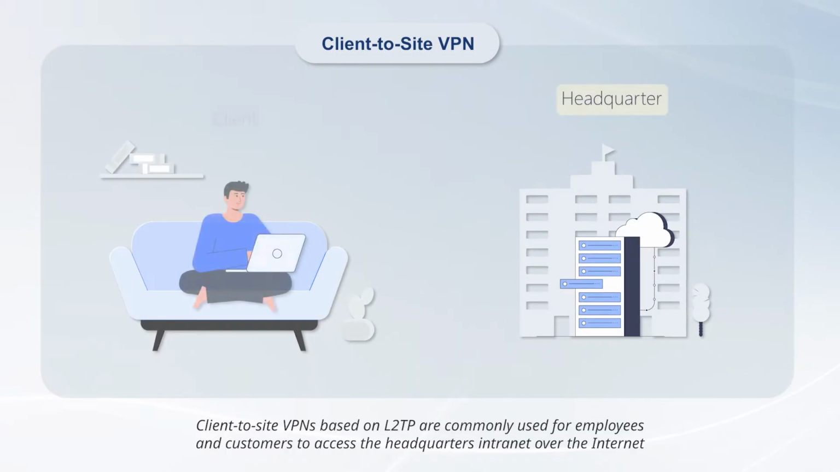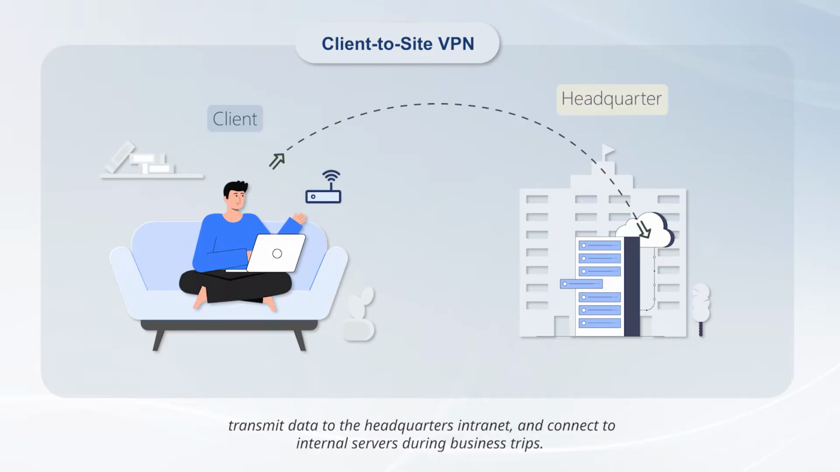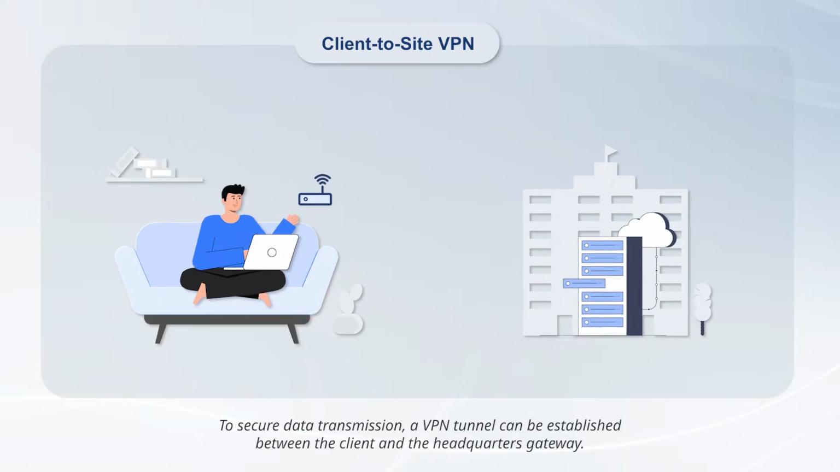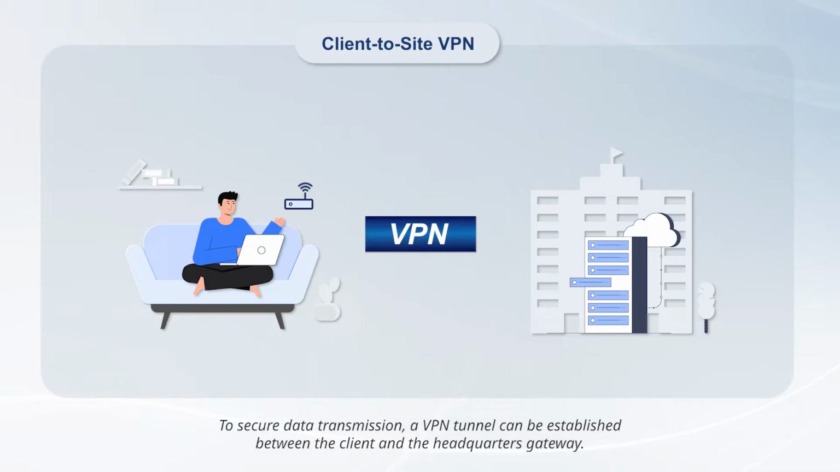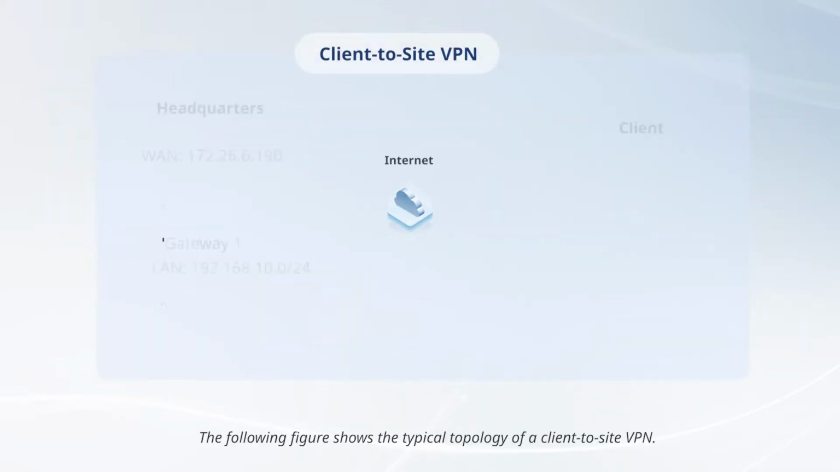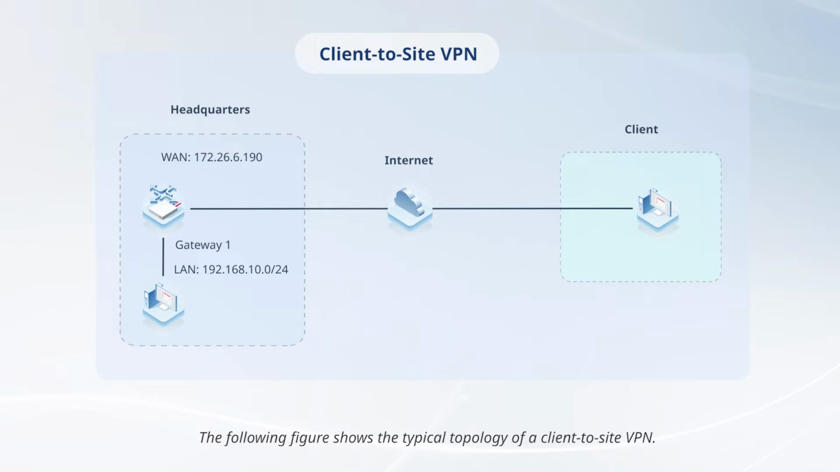Client-to-site VPNs based on L2TP are commonly used for employees and customers to access the headquarters intranet over the internet, transmit data to the headquarters intranet, and connect to internal servers during business trips. To secure data transmission, a VPN tunnel can be established between the client and the headquarters gateway. The following figure shows the typical topology of a client-to-site VPN.